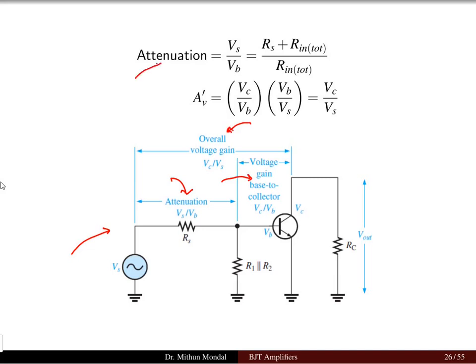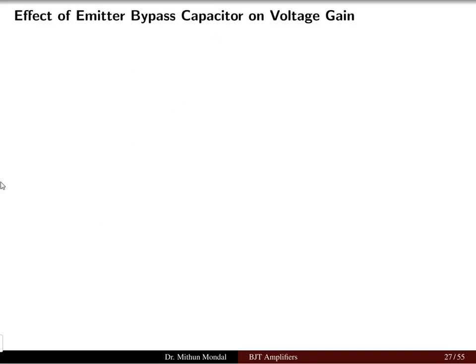So attenuation, if you want to calculate, is equal to the source voltage divided by the base voltage. This will come from the total input resistance and the source resistance. Whereas if you want to calculate the total overall voltage gain, then we have to multiply these two gains, which are due to the attenuation and also due to the voltage gain to the collector, and that comes to be the collector voltage divided by the source voltage. So depending upon the problem, we have to determine this voltage gain appropriately.